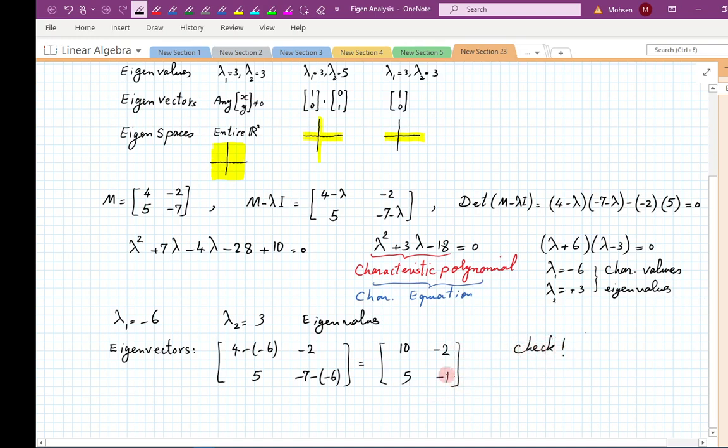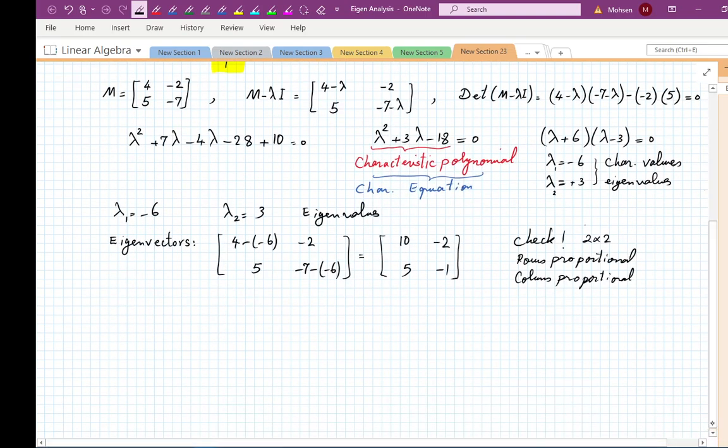How do you know it checks out? The rows are proportional, or the columns are proportional. Rows are proportional. Like if you take this row and double it, you get that one. Columns are also proportional. This check is only good for 2 by 2. For bigger matrices, you have to work harder to check that you are doing it right. Okay.